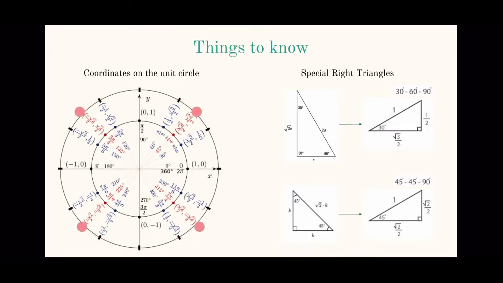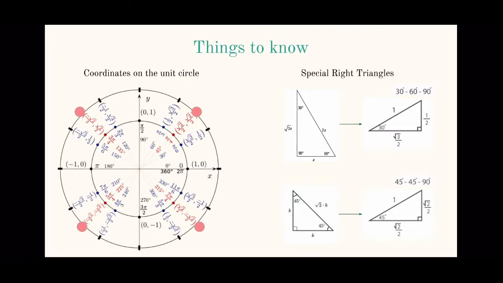It is basically the same thing, where rad 2 times k is the hypotenuse, and k is the length of the two other sides. In order to get 1 as the hypotenuse, we would divide rad 2 times k by rad 2 to get it to 1, and then we would also divide the other sides by radical 2, which gives us rad 2 over 2. You only need to remember three numbers: 1/2, rad 3 over 2, and rad 2 over 2.